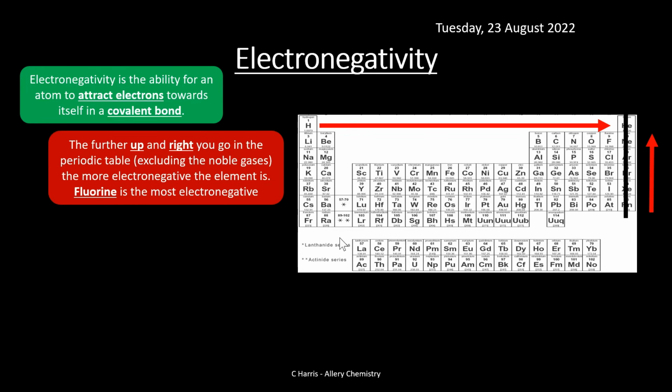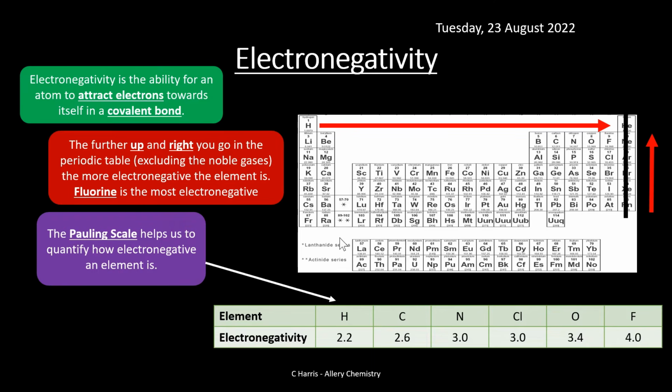So in this case, fluorine is the most electronegative element in the periodic table. And you can use this scale, which is called a Pauling scale, quite a useful scale, quite straightforward, and it basically tells us how to quantify how electronegative an element is. So the bigger the number, the more electronegative it is. So fluorine is the most electronegative element in the periodic table, and so therefore has an electronegativity value of 4.